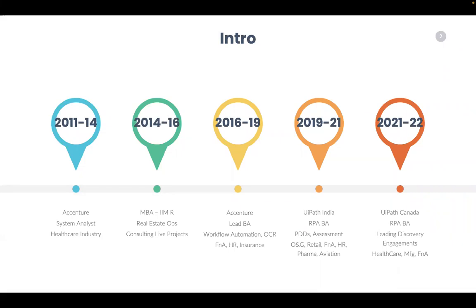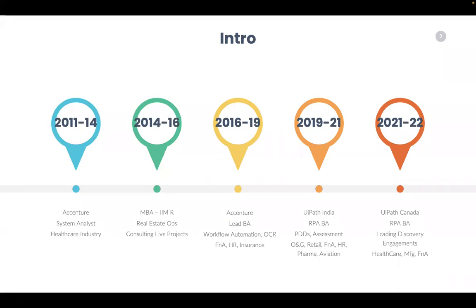And in 2018, I started developing an inclination toward RPA. I was not getting an opportunity in Accenture, so I was looking outside, and UiPath, which is the RPA leader right now. You pick any report, you will see UiPath in the leaders quadrant for the last 3 to 4 years, if I recall it right. And I got an opportunity to work in UiPath as an RPA BA.